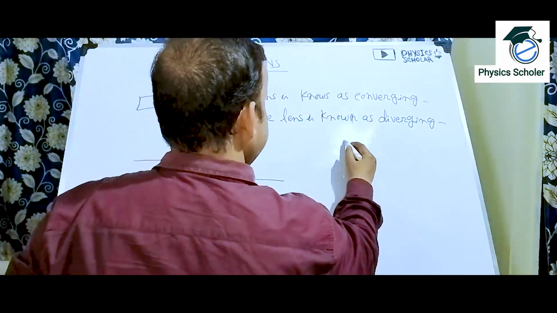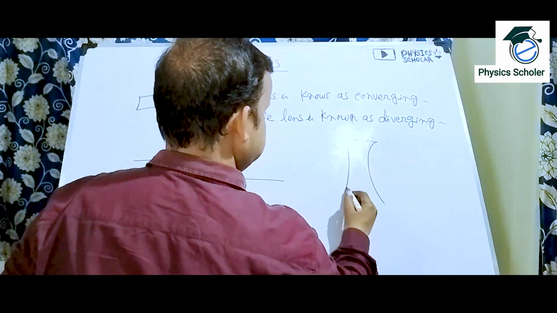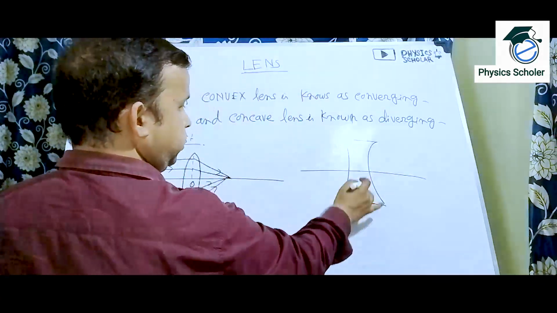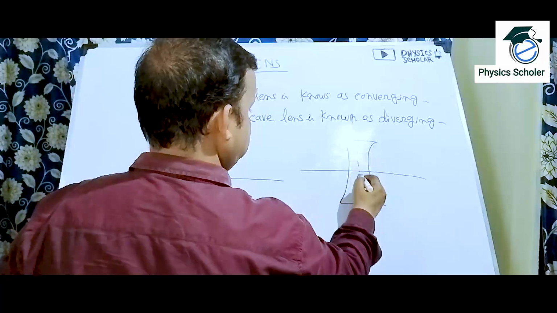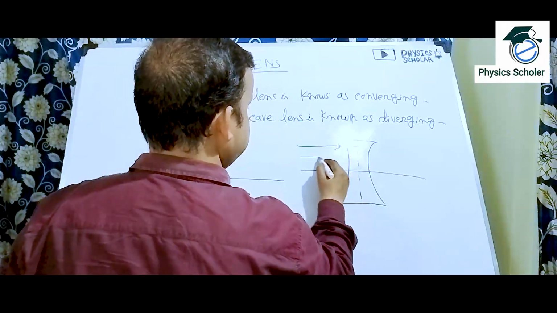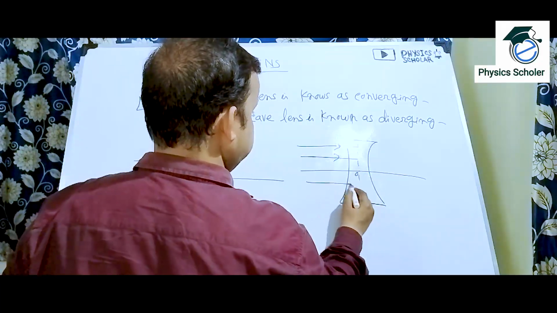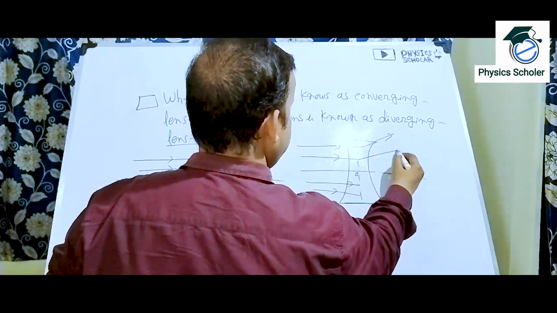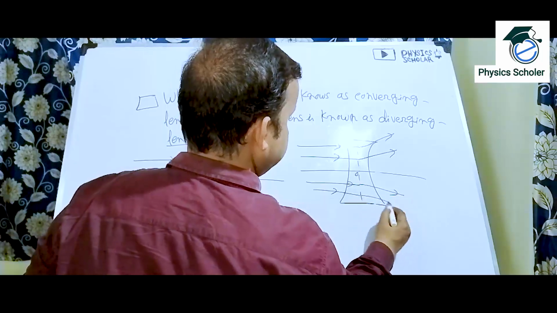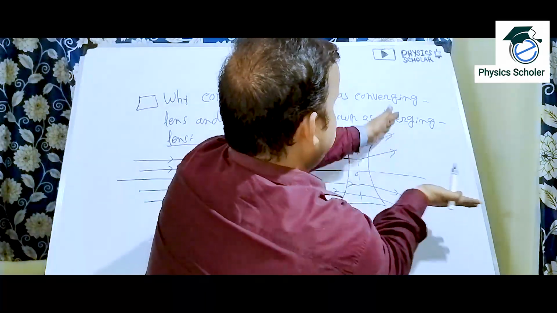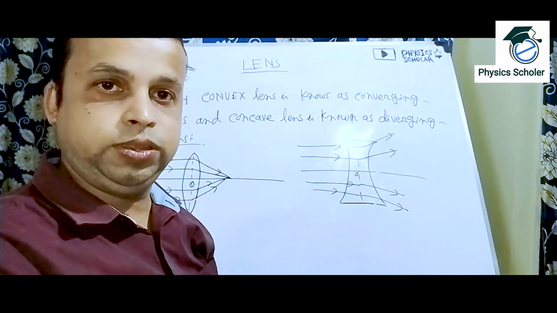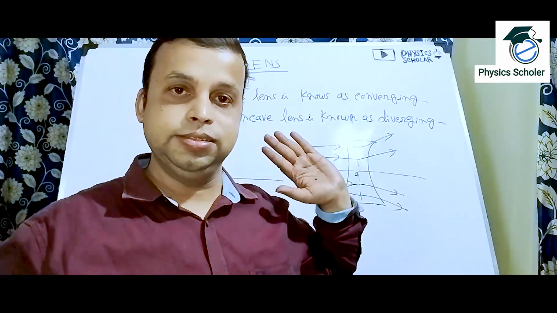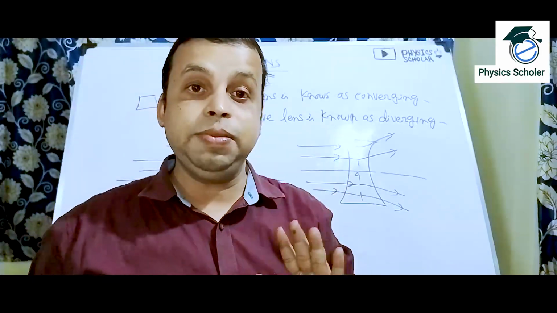Okay, and the vice versa for the, this is what? This is the concave lens. Okay, so if a parallel beam of light parallel to the principal axis is incident on the lens, then what will happen? They will be divergent. Means see, they will scatter. They will be divergent in nature. Okay, they will not be converged. That is why this is known as a diverging lens. The concave lens is also known as a diverging lens.